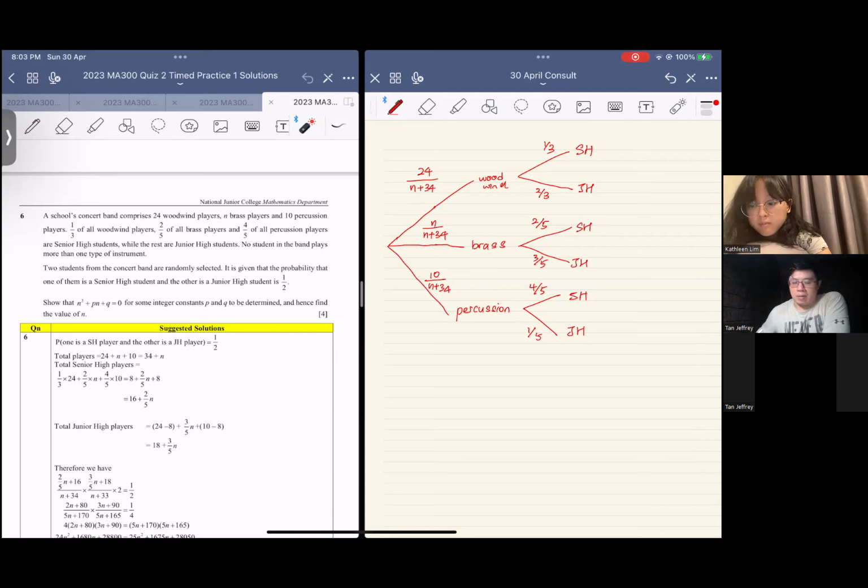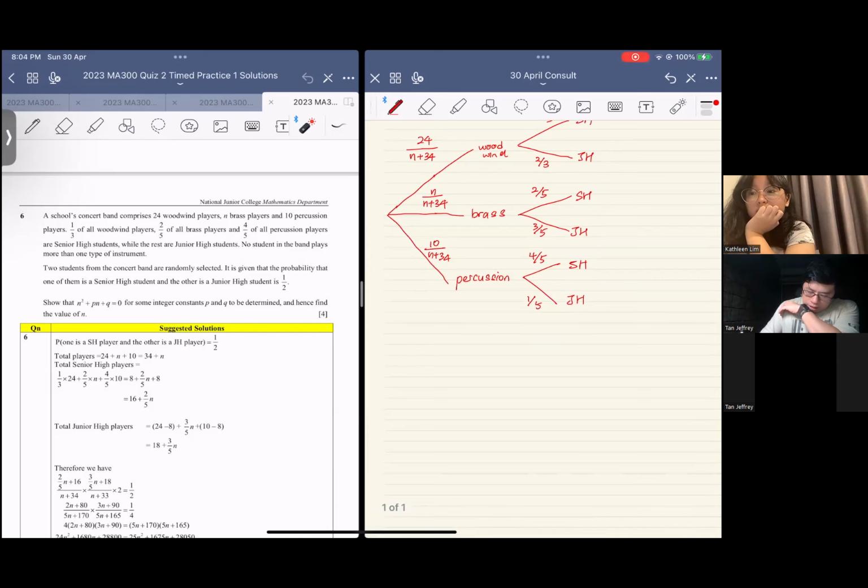After which, I'm selecting two students from the concert band. The probability that one is a senior high and one is a junior high would be half. So if I am selecting a senior high, what will it look like? Let me look back here. If I'm selecting a senior high, then I'm selecting a junior high. What will it look like? So a senior high student.